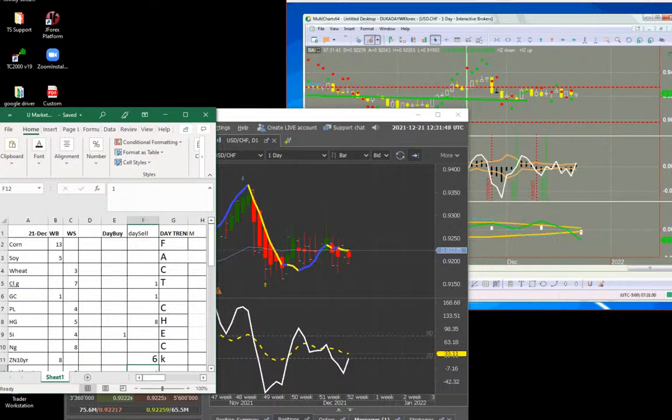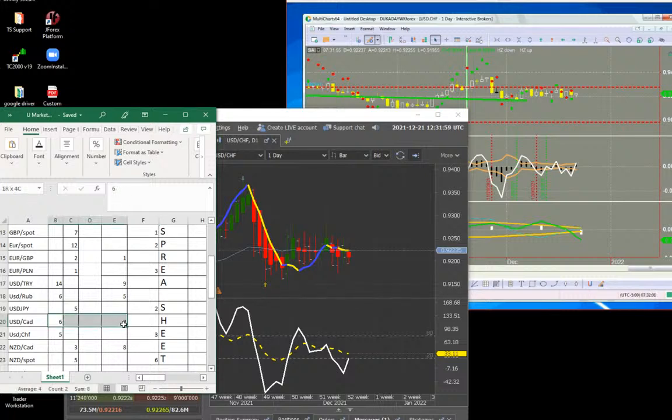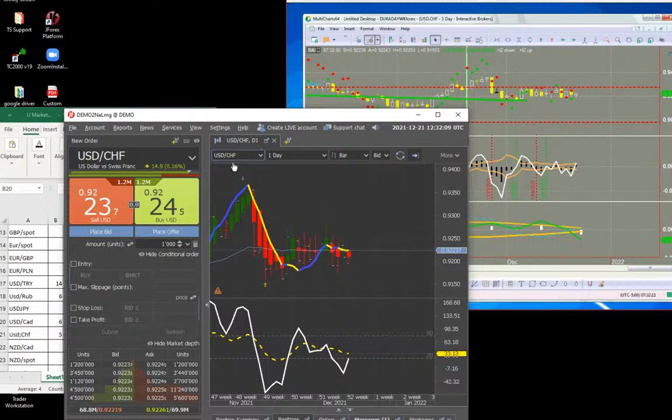You can see up on the screen there's a fact check spreadsheet. Go right to the Swiss, right there. You see 6 weeks in a buy, 2 days in a buy. And you can see this thing's trying to turn up a little bit here. That's a daily, right? Yeah, that's Swiss.